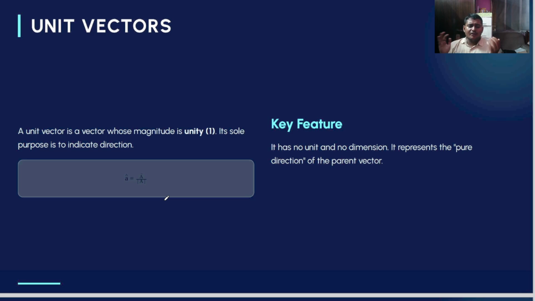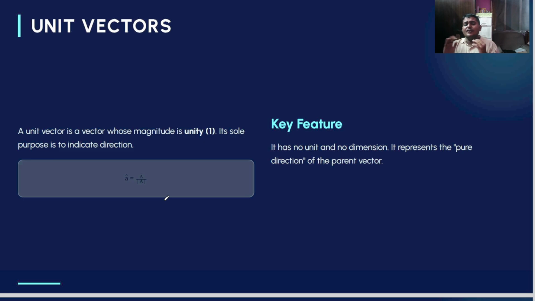Now coming to the unit vector. A unit vector is a vector whose magnitude is unity. The sole purpose of the unit vector is to indicate the direction. So, a unit vector is indicated as a cap. A cap can be represented as the vector a divided by modulus of a. The modulus of a, also termed as mod a, is called the magnitude of the vector, and its magnitude is unity.